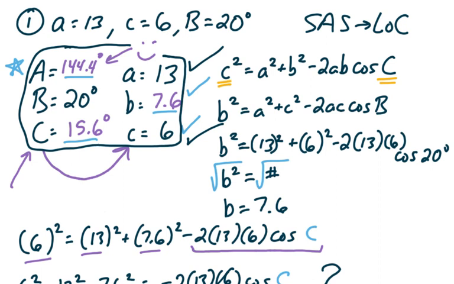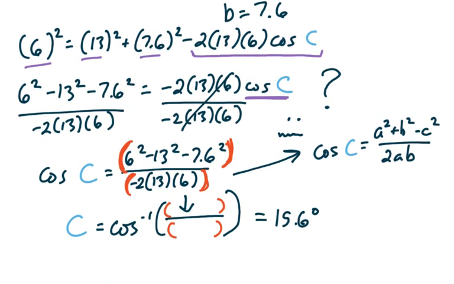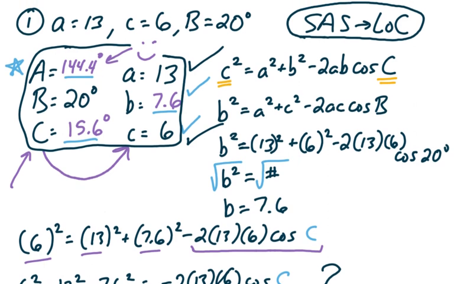So this is a SAS case, which is the law of cosines. Again, nothing ambiguous, but a little bit more steps so you can see all the work that we have to do. So just be really careful with your math. All right, that was review 5.